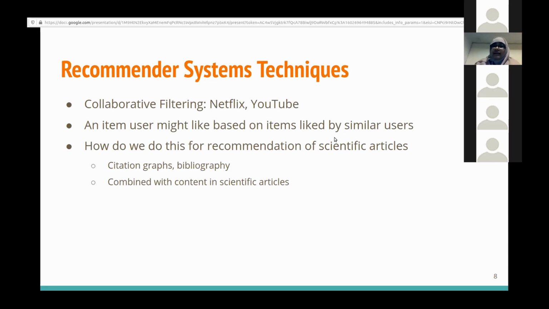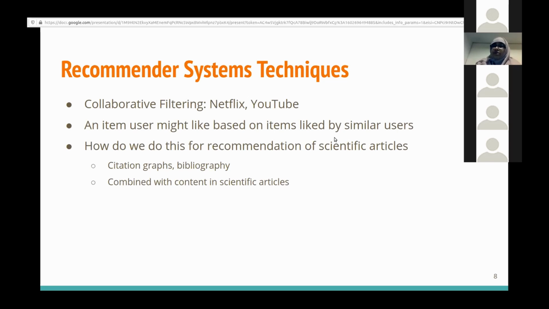So this is the idea of collaborative filtering, that an item that a user likes can be similar to items liked by similar users. So if somebody is liking a lot of thriller movies and he's also liking a lot of romance movies, chances are that I'm also like that person because my likes are the same.